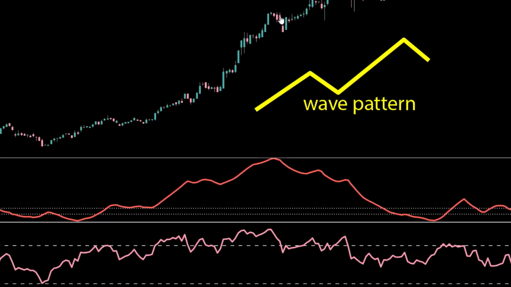And these small pullbacks are exactly where many experienced traders look for new buying opportunities. Before we continue, let me quickly remind you of something important.